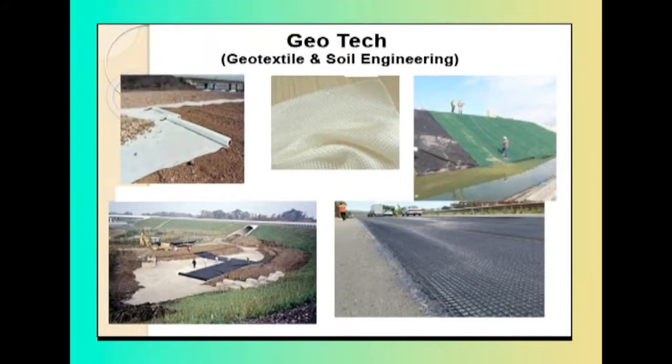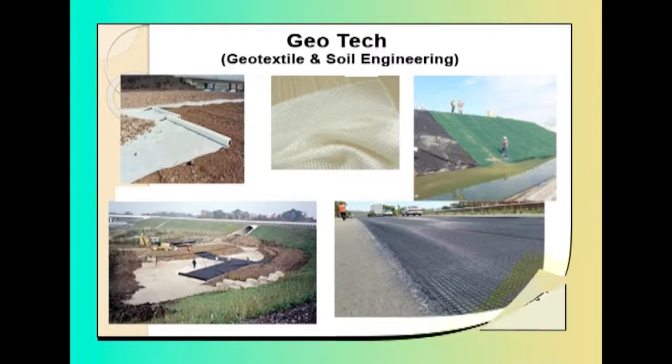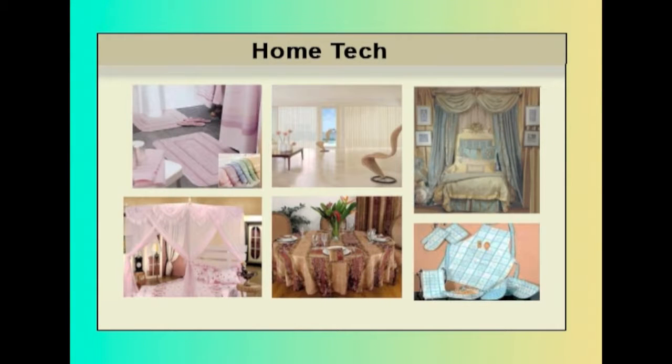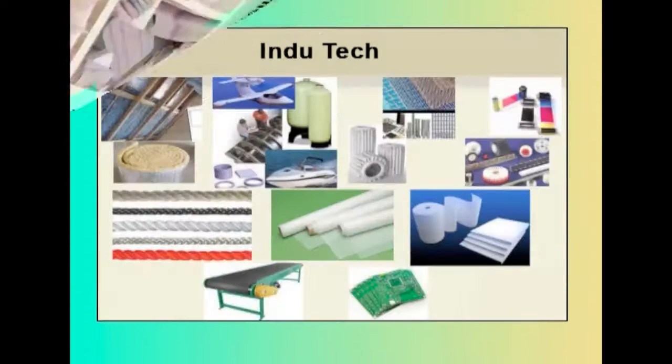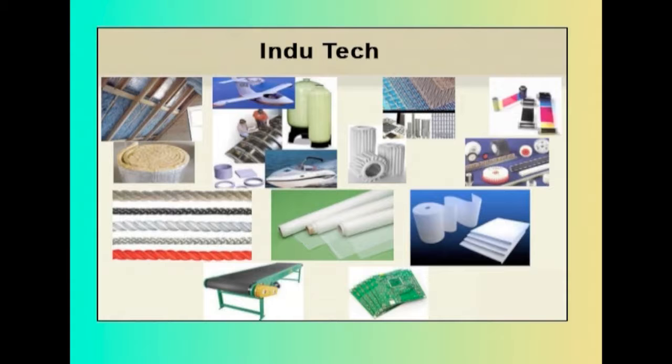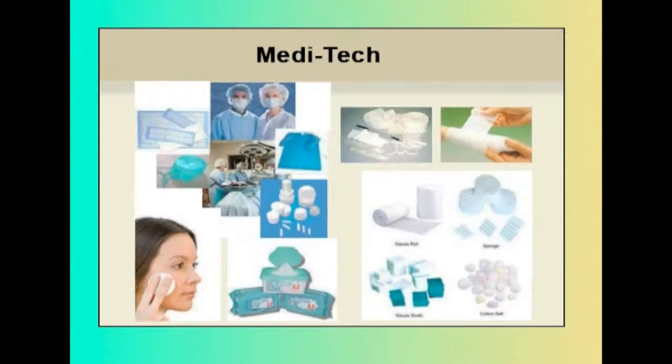The next one is geotech. It talks about geotextile and soil engineering. The next is hometech. It talks about technical components of furniture, household textile and floor coverings. The next is indutech. It talks about industrial users. The next is meditech. It is about hygiene and medical products.